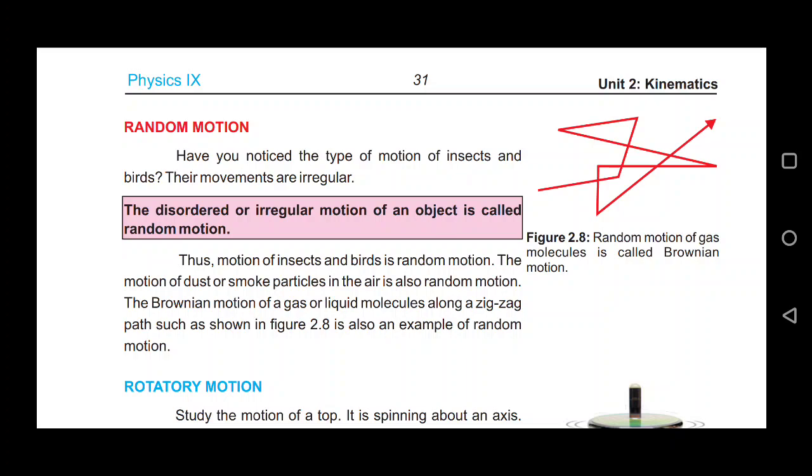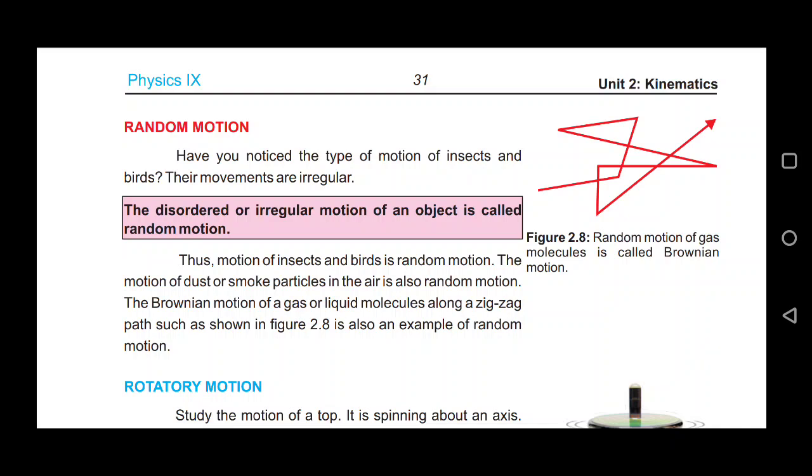The motion of birds and insects is not specific motion. They move in any direction, not a specific direction. So this is random motion. The motion of a dust particle or smoke particle is also random motion. And another example of random motion is that the molecules of gas move in any direction, random direction, not a specific direction, and they move in a zigzag manner, and this motion is called Brownian motion.